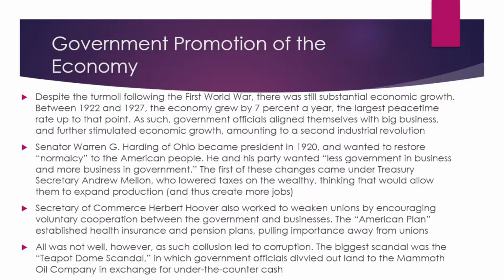Obviously, all this collusion between government and business led to all kinds of corruption. The list would take us the rest of the semester, but the biggest scandal was the Teapot Dome scandal. Teapot Dome was this nature reserve, and the government officials gave out land to the Mammoth Oil Company in exchange for under-the-counter cash, which, for one, you're not supposed to give out land from a nature preserve to oil companies to begin with, but they were doing it in such a way that it wouldn't be on the books, which is all kinds of illegal, and they were found out, and it was a whole big thing.